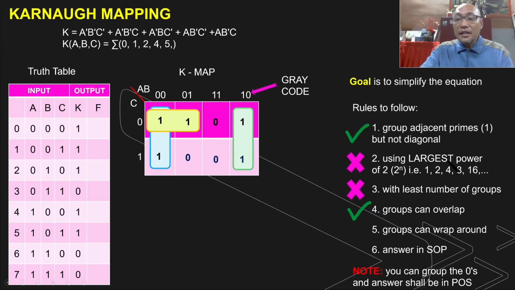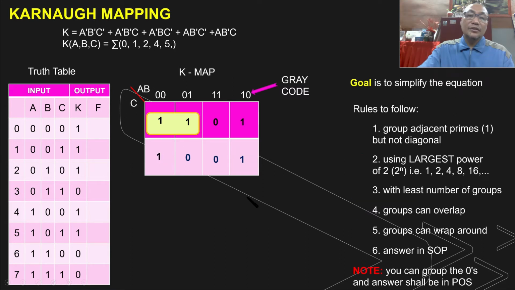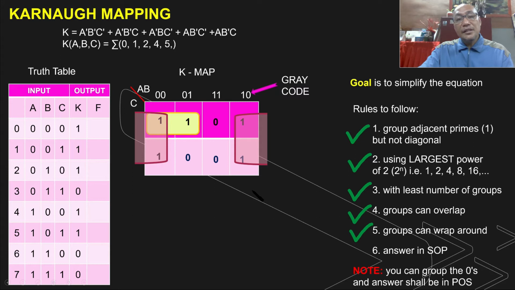If we try to group these two, can we use rule number 2? That is using the largest power. How many primes are there? 1, 2, 3, and 4. So 2 raised to n, 2 raised to 2 will be equal to 4. This is possible if we try to group this together. So let's try to group them together. We can see that we have grouped adjacent cells. We have used the largest power of 2 raised to n. This one, we group it by 4. We cannot include this one because there will already be 5 values, and rule number 1 says it cannot be diagonal if we do that.